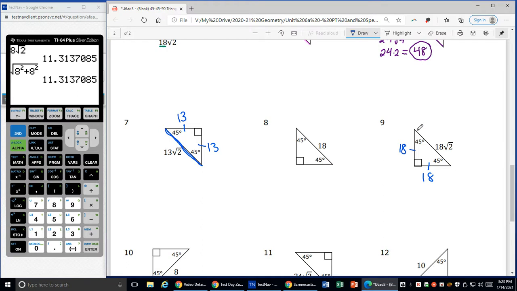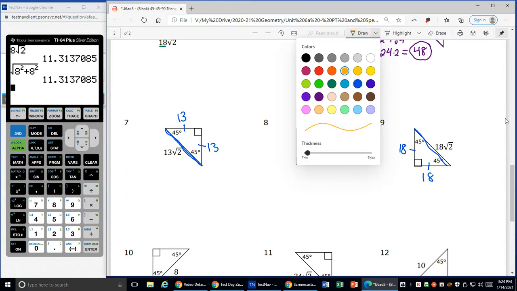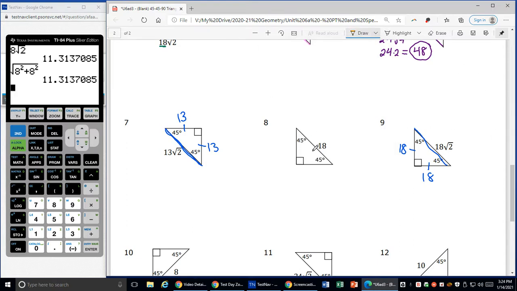Okay, so if you have a square root of 2 on your hypotenuse, then you just have to take it off to get back to your legs. But let's talk about this number 8 here in the middle. I have a hypotenuse that's just 18. It doesn't have a square root of 2 on it. So I can't just take it off to figure out what those two legs are. I can't call them both 18 or 18 square root of 2.